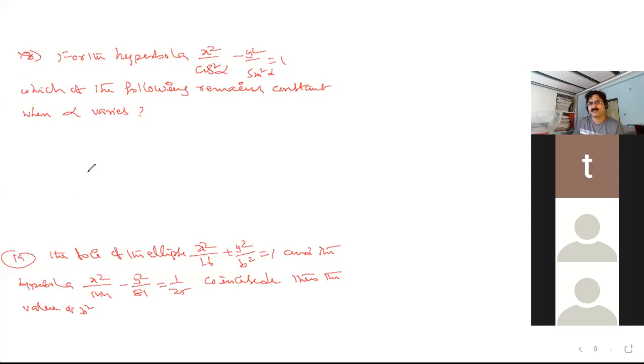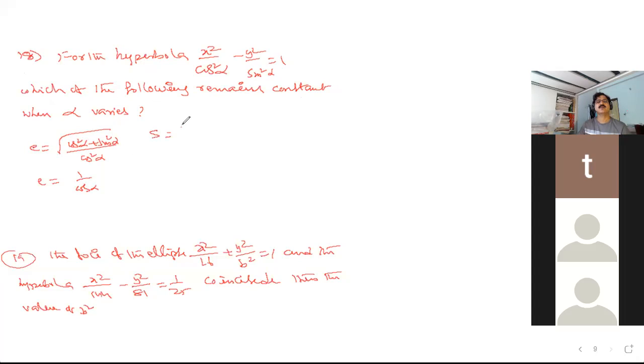These are the last two questions of today's session. First, for this hyperbola, which of the following remains constant? Four options are given: abscissa of foci, eccentricity, the directrix, and abscissa of the vertex. First we will find e: e squared is cos square alpha plus sin square alpha by cos square alpha, so e is equal to 1 by cos alpha.